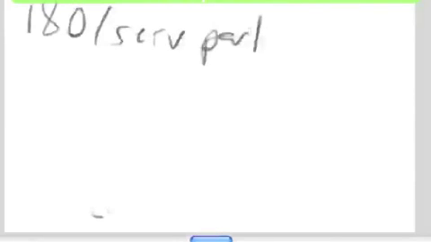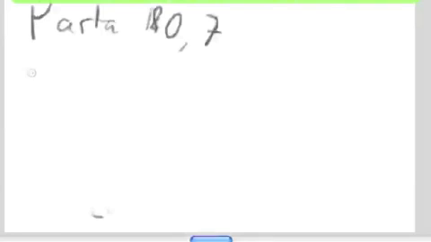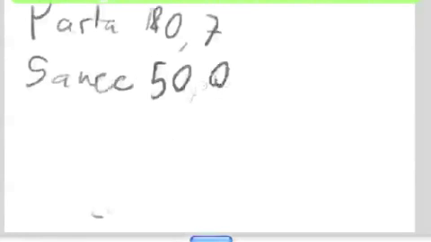Let's have a meal. 180 calories in each serving of pasta, and 7 grams of protein. And pasta sauce has 50 calories per serving and no protein. So this is calories and this is protein.